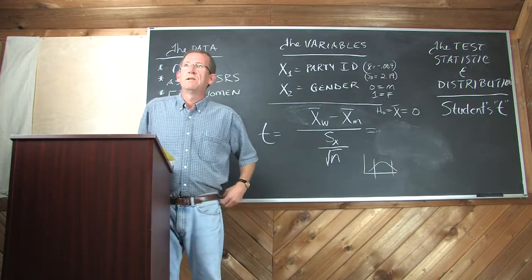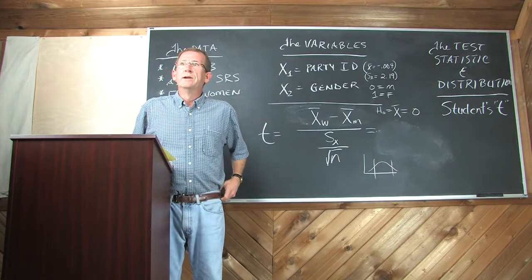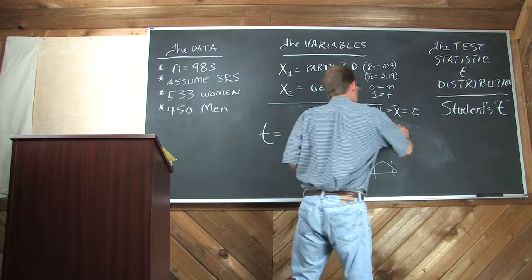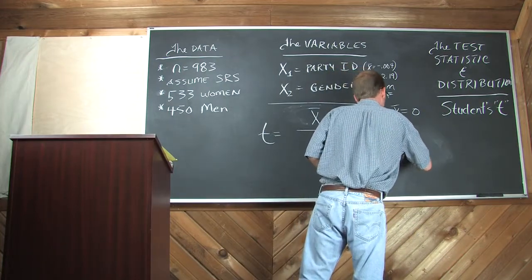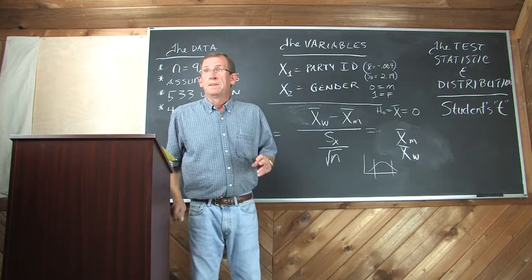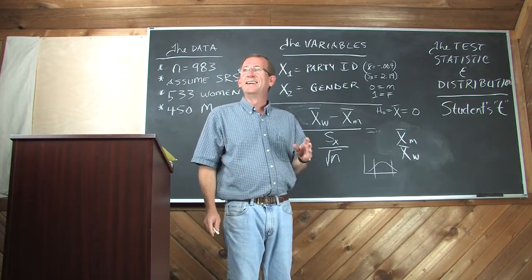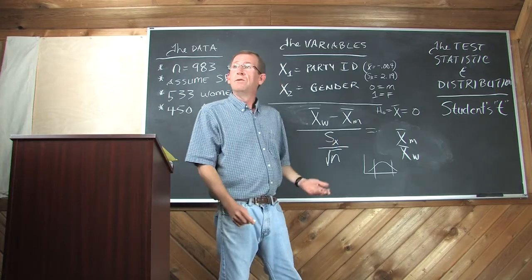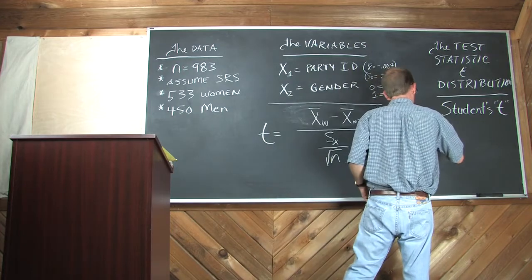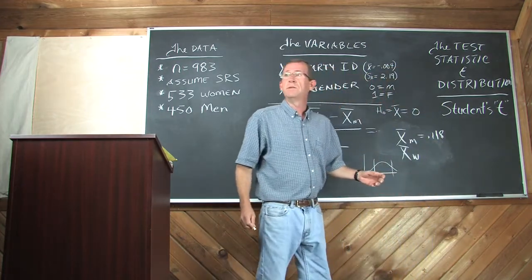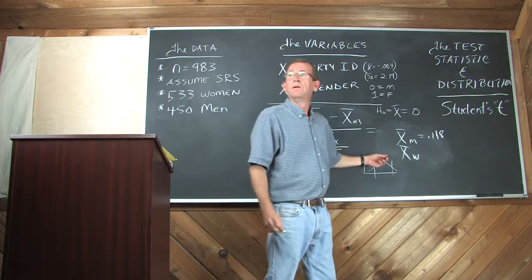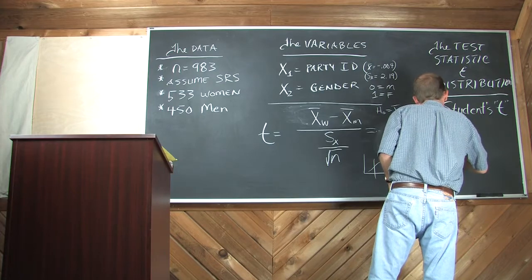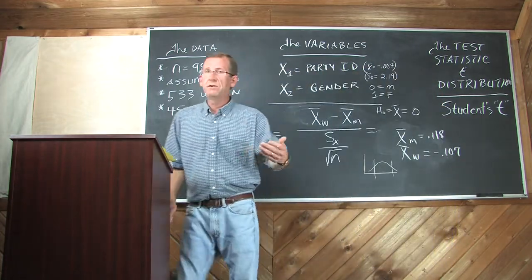And those data aren't on the board, but I'll tell you what they are. For men, x bar is 0.118, and for women it's minus 0.107. So in both cases, not very far away from 0.